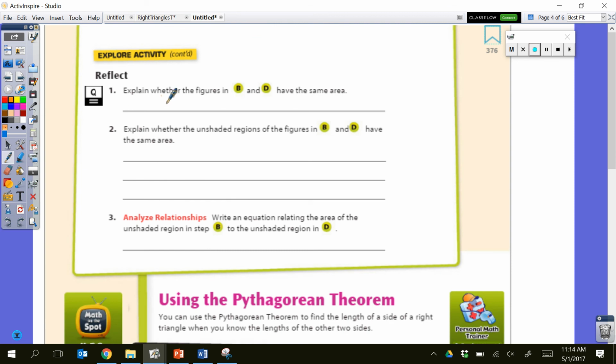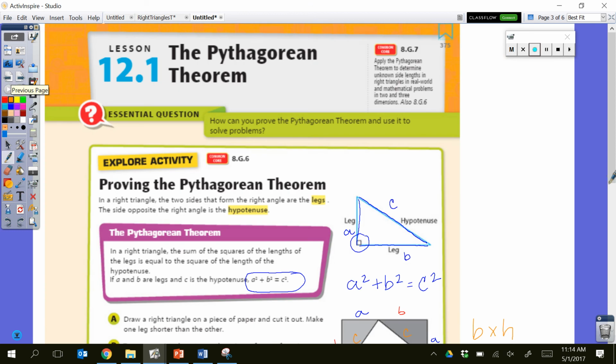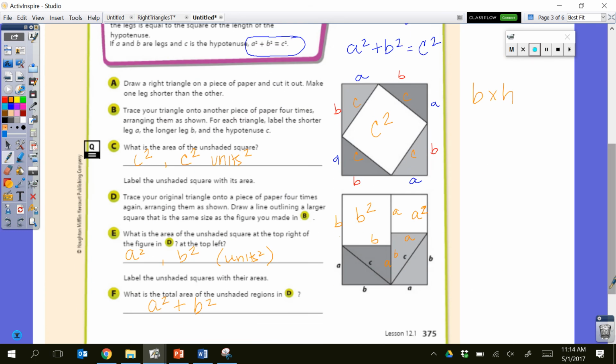So reflect. Explain whether the figures in B and D have the same area. So let's take a look back here. Figures in B and D. So the figure in B, the area is C squared. The figure in D, it's B squared plus A squared. But we're looking at side length, right?